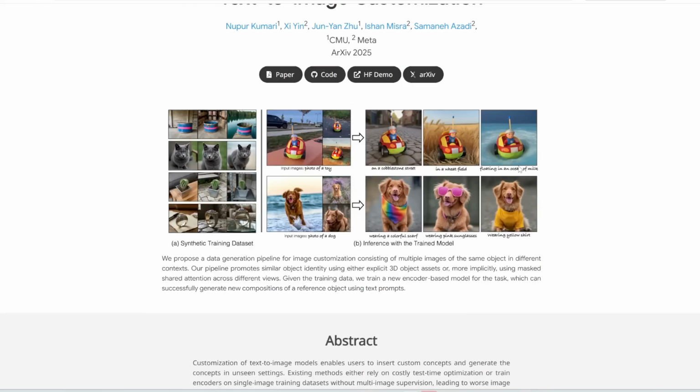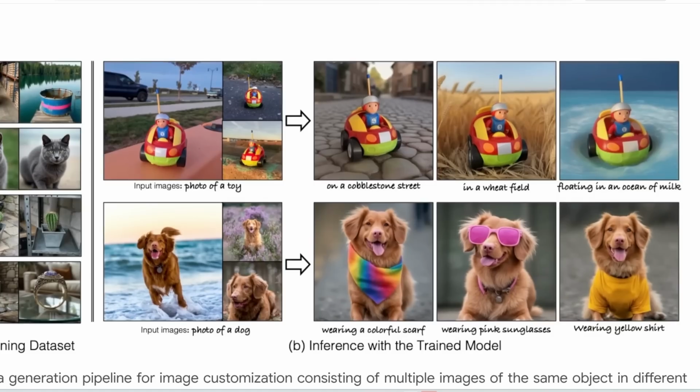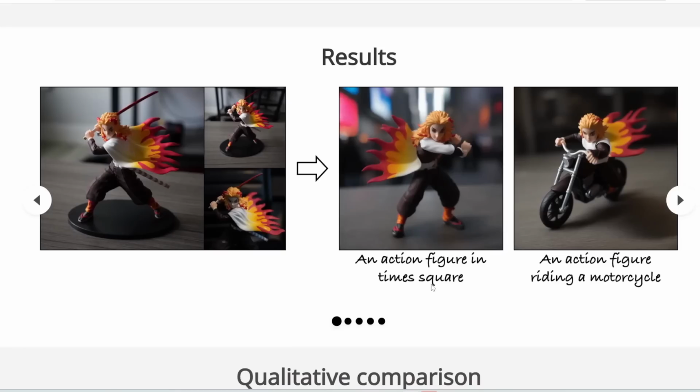Next up, we have a new AI called SynCD. This basically allows you to upload reference images of any object or character you like to insert in your image, and then you would use a prompt to describe what you want to create, and it would add this object or character in the image. And everything looks very consistent with your reference images. So here are some examples.